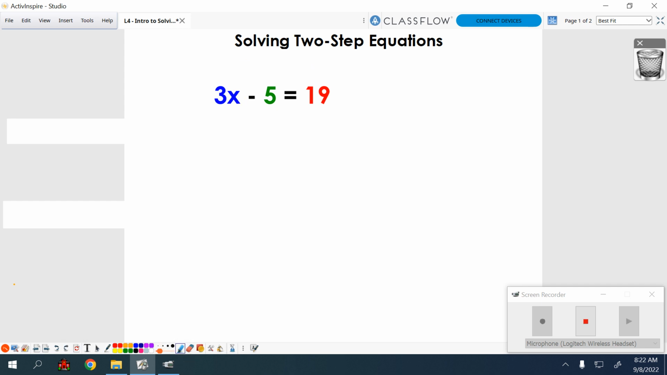And the last thing we need to keep in mind when we're solving an equation is that we have to keep it equal. So anything we do on the left side of the equation, we also have to do on the right side. And solving equations are going to follow the same steps.